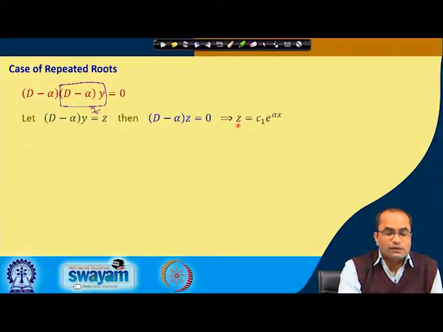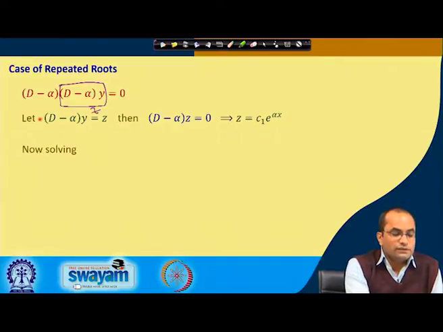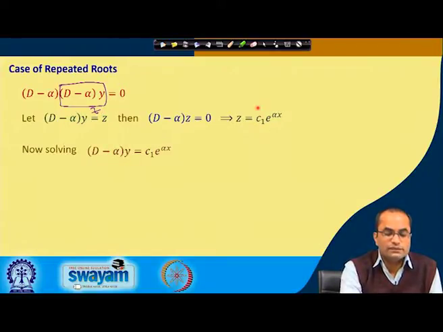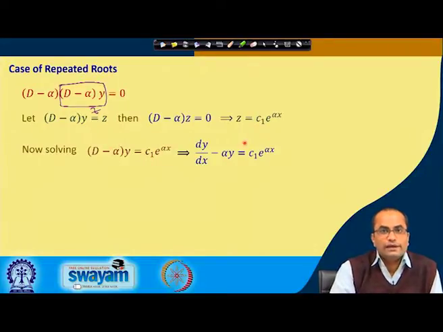So, here z is equal to c 1 e power alpha x, that will be the solution of this first order differential equation. Now, solving the equation d minus alpha y is equal to z, where z is now c 1 e power alpha x, because finally we want to get y. This is a linear equation: dy over dx minus alpha times y is equal to c 1 e power alpha x.